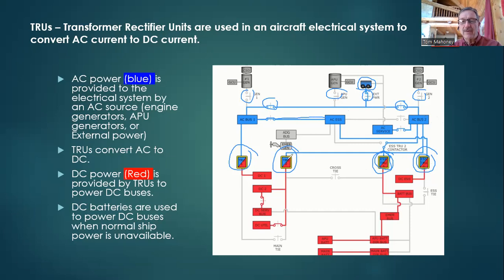the TRs convert AC power to DC power, and then the DC power, being in red, powers up the DC buses. Of course, what's a bus? That's a place where we split the power off and take it out to individual circuits throughout the aircraft. DC power batteries are used to power DC buses when normal ship's power is unavailable. Well, what do we mean by that statement? When normal ship power is not available.